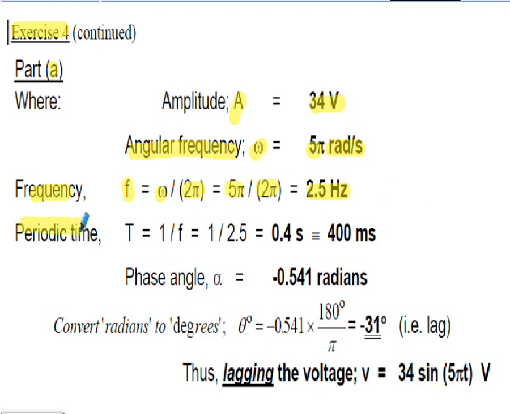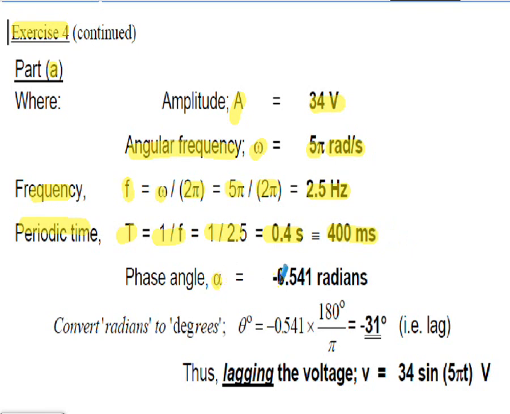We know the periodic time is the reciprocal of the frequency. So capital T is 1 divided by little f. So 1 divided by 2.5 is 0.4 seconds, or 400 milliseconds.